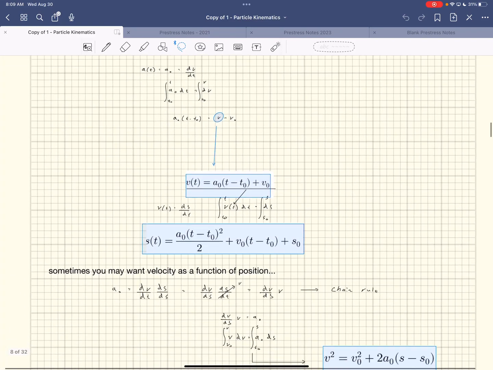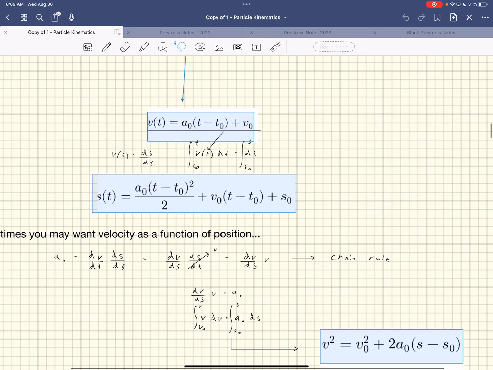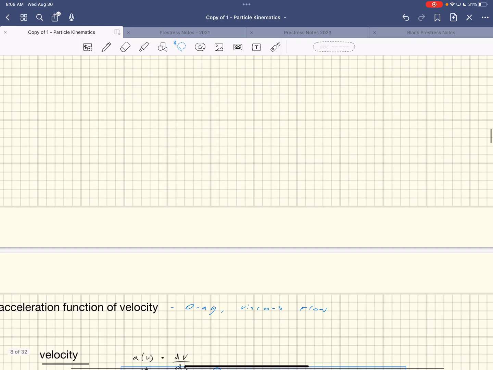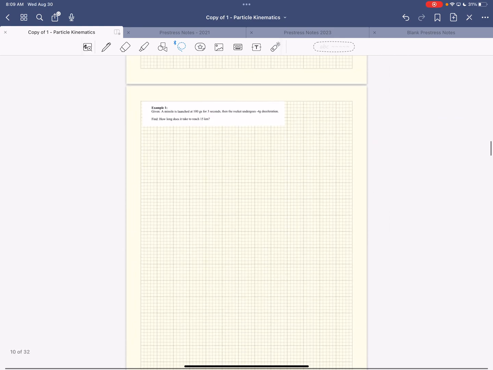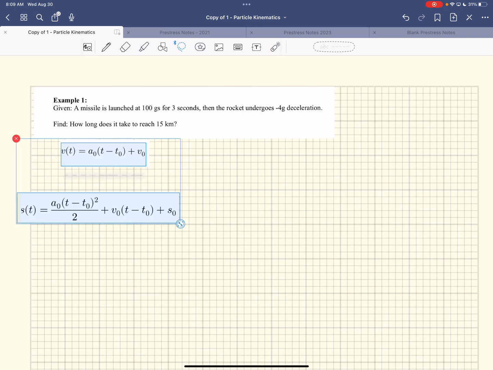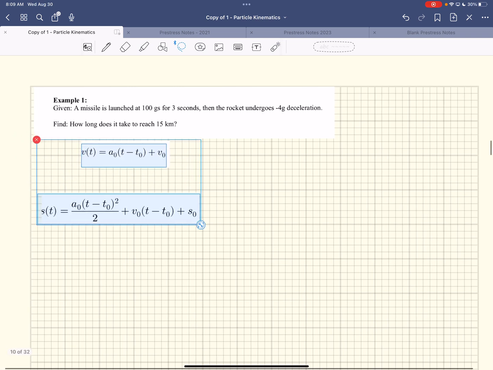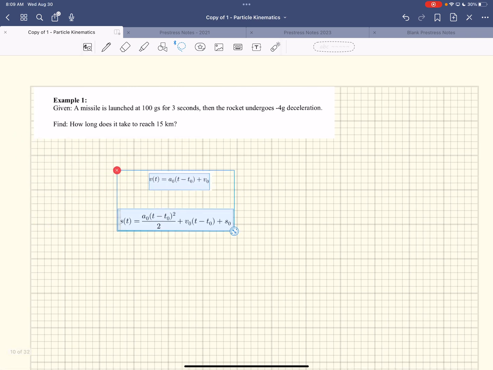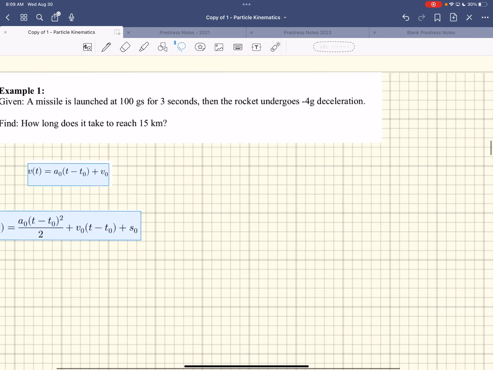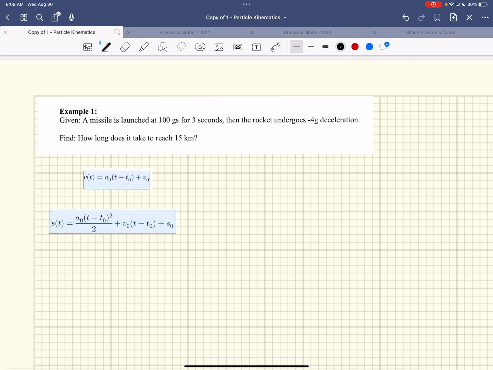So here's a constant acceleration. Right, you can quickly write down those equations if you want to. So we're going to do the first 3 seconds.